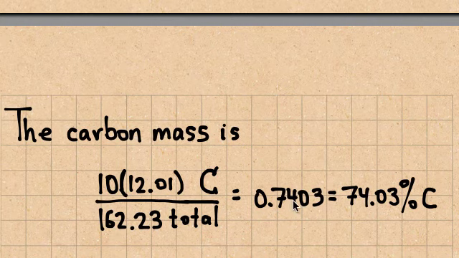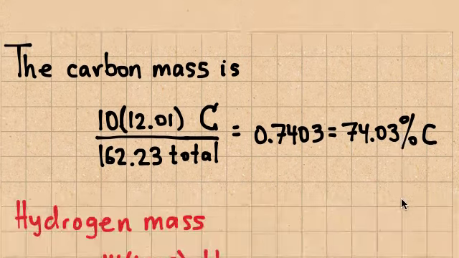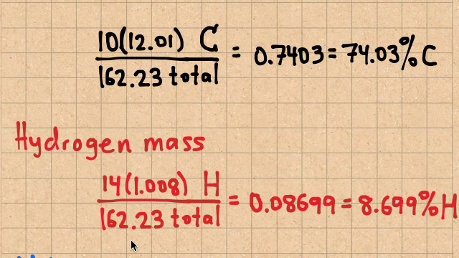Divided by this gives me a decimal. Change it to a percent. So in the nicotine molecule, by mass, it's 74-ish% carbon. And 14 hydrogens. Each hydrogen weighs 1.008-ish. And that comes out to close to 14 divided by 162.3, and about 8% hydrogen.